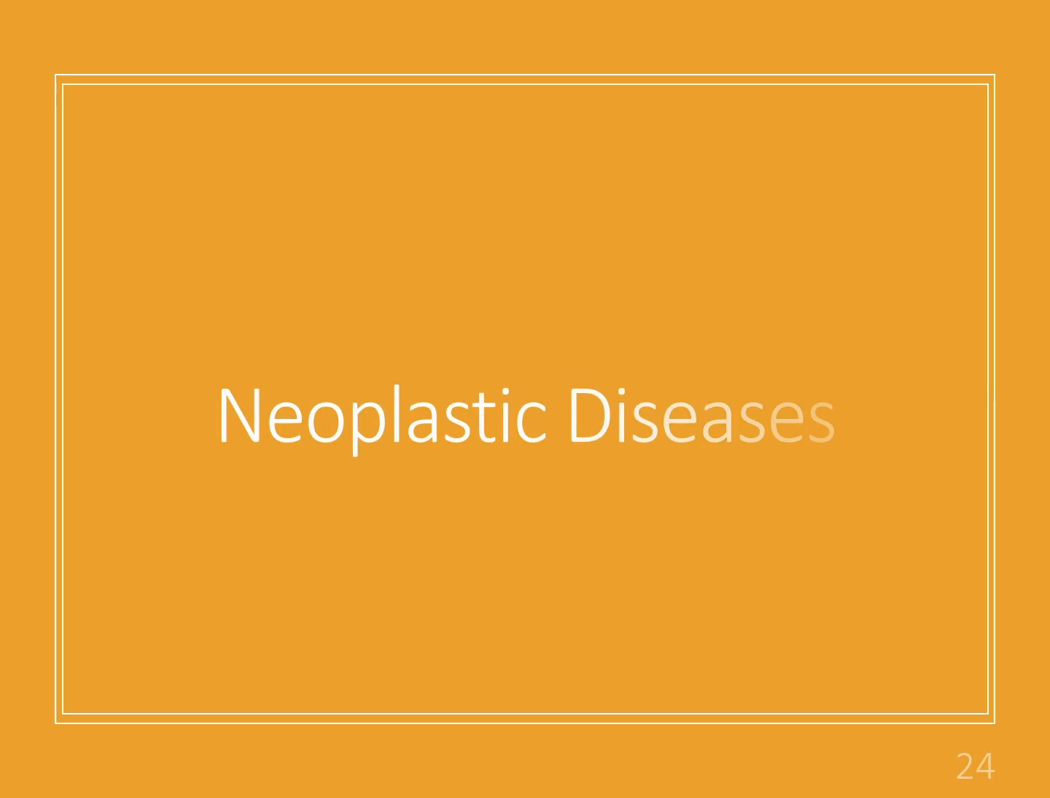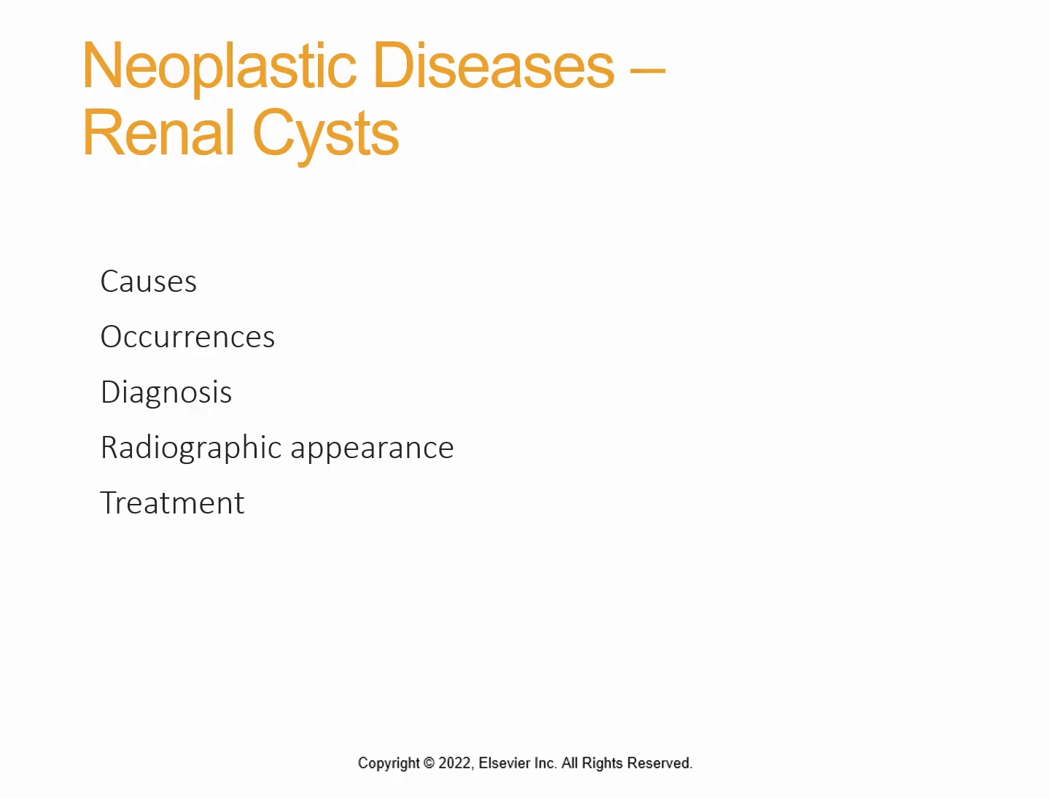The final diseases we're going to talk about are neoplastic. Renal cysts are usually asymptomatic, do not impair renal function, and are discovered incidentally on imaging studies ordered for other reasons. In some instances, they may cause symptoms from rupture, hemorrhage, infection, or obstruction. Their cause is unknown, but obstruction of nephrons from an acquired disease can cause them. Cysts become more common as people age. It's estimated that half of those aged 50 have renal cysts.